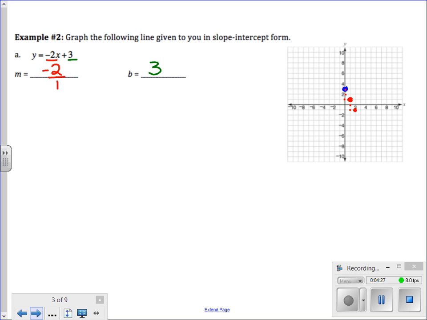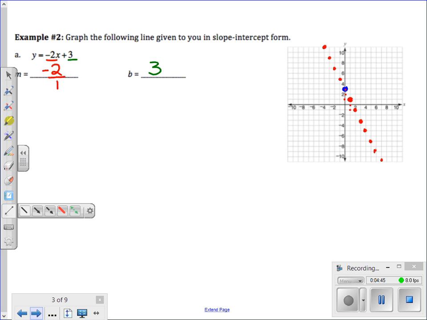Down 2, right 1. And I'm just going to continue to go down 2, right 1 until I run out of room. You can put an extra dot on there. Then I'm going to go the other way to continue my line in the other direction. Okay. Then I take my straight edge and I continue to fill all those lines in nice and straight, although I didn't quite hit all the dots there. There we go. That's a little bit better. All right, so that's this line with a y-intercept of 3 and a slope of -2. It is going down from left to right.